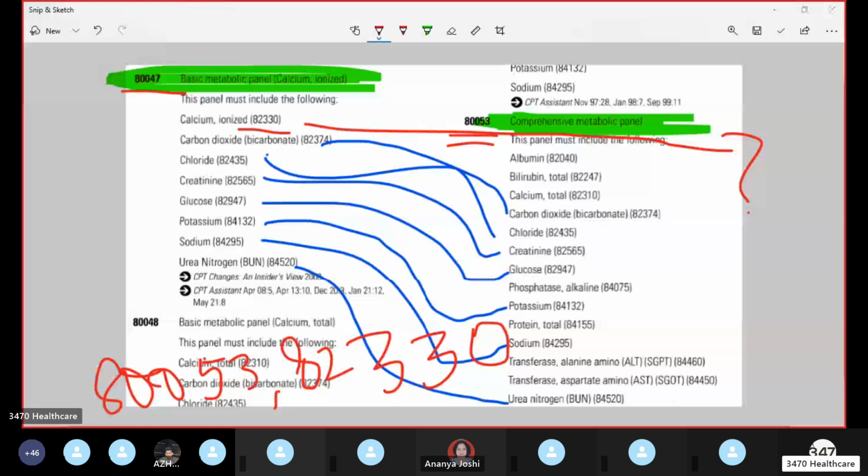Guys, please make a note of this. Two panels: higher panel code first. For the smaller panel, if everything is in the higher, code only the higher. But if one test in the smaller panel is not in the higher, that CPT alone you can code additionally along with the higher panel code. Guys, everyone clear?